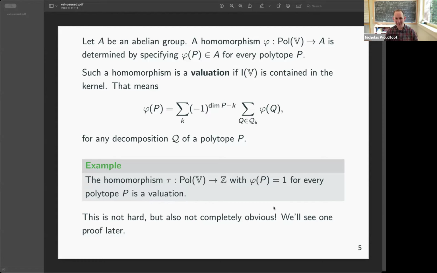But I think it's not completely trivial that if you try to associate the number 1 to every polytope, this kills elements of I of E.